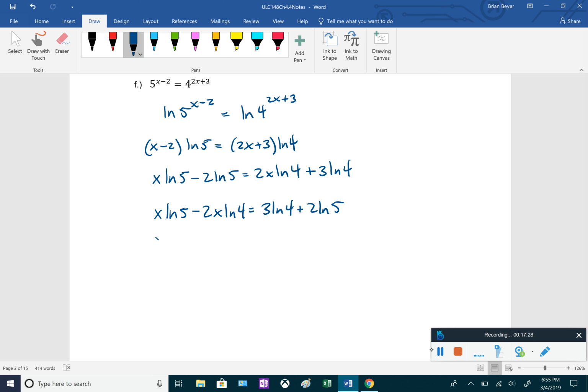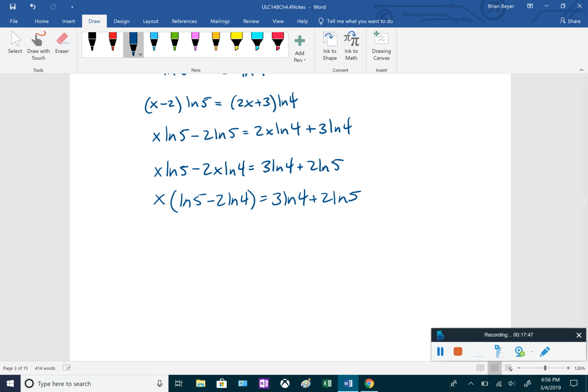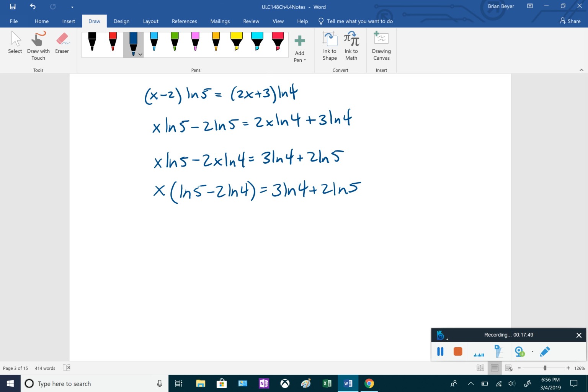What we can do here is factor out an x. We'll be left with ln of 5 minus 2 ln of 4. That's kind of the tricky part there to recognize. But hopefully you see what to do now. We have to divide both sides by ln of 5 minus 2 ln of 4. So we get this whole entire right side divided by ln 5 minus 2 ln 4.